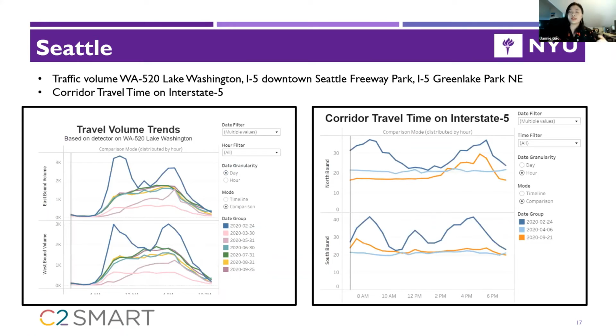So besides New York City, we also have information from 3 traffic volume locations at key points in Seattle, including 1 from Lake Washington and 2 from I-5, 1 from downtown Seattle, and another around Green Lake Park. And we also have the travel time on Interstate 5. So these two together provide us some information about the travel pattern in Seattle.